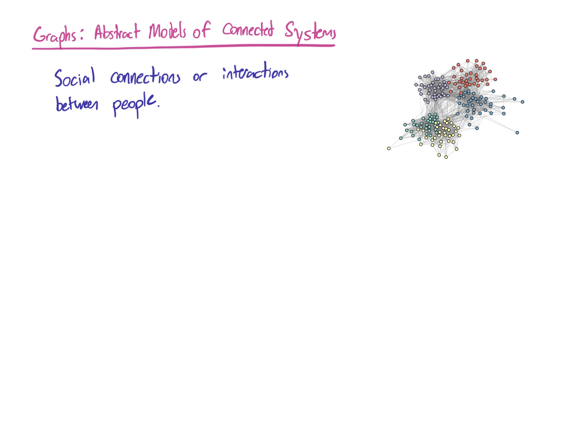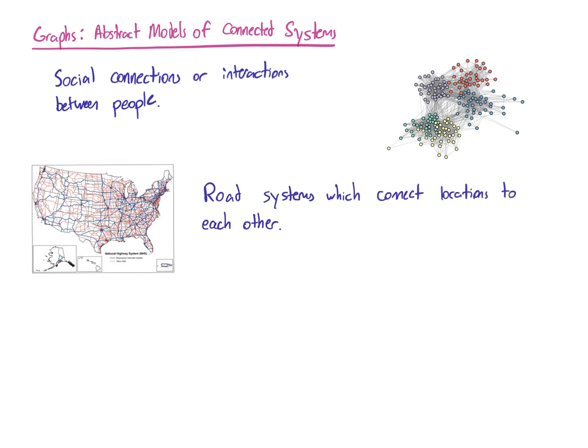Other times, stuff in the physical world is connected to other things. So here's an example. Towns and cities are connected to other towns and cities in every country by road networks. Here, what's being connected is a location, and the thing that's doing the connecting is a piece of road infrastructure.